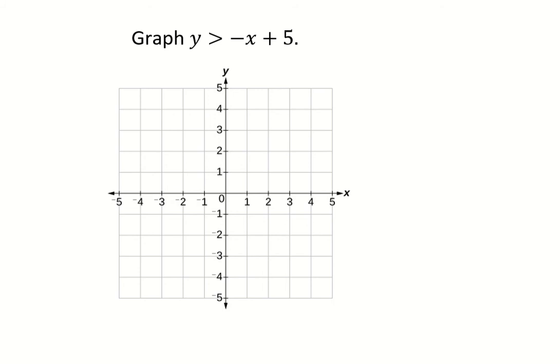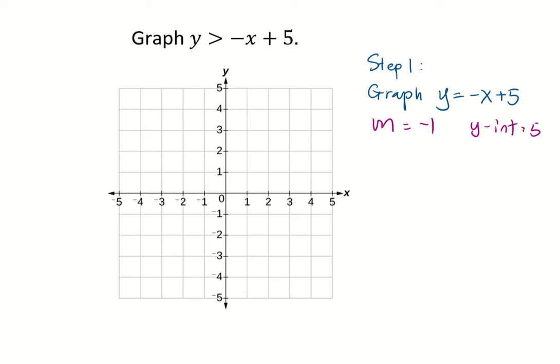In this video, we will graph the inequality y is greater than negative x plus 5. The first step is to graph the equation y is equal to negative x plus 5. We know here the slope is negative 1 and the y-intercept is 5.